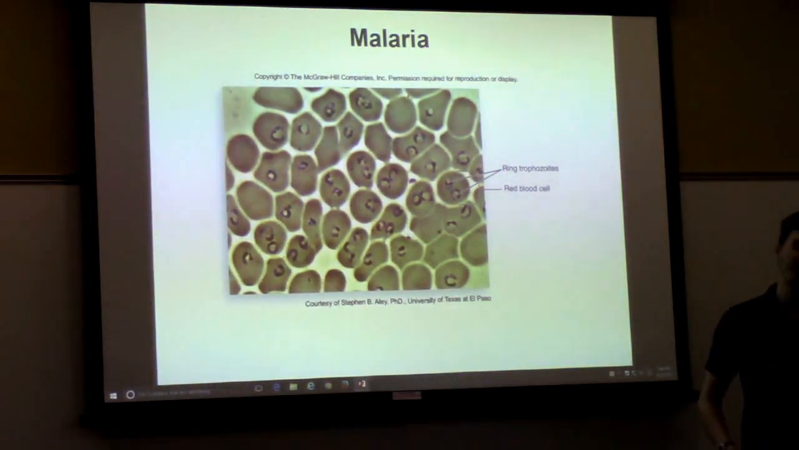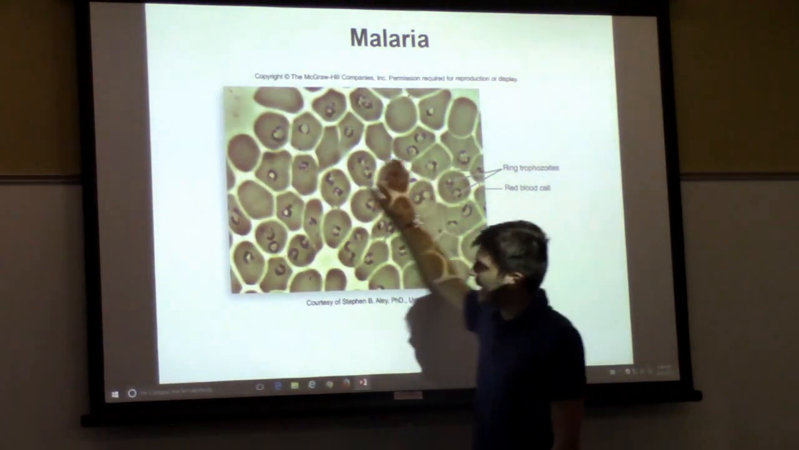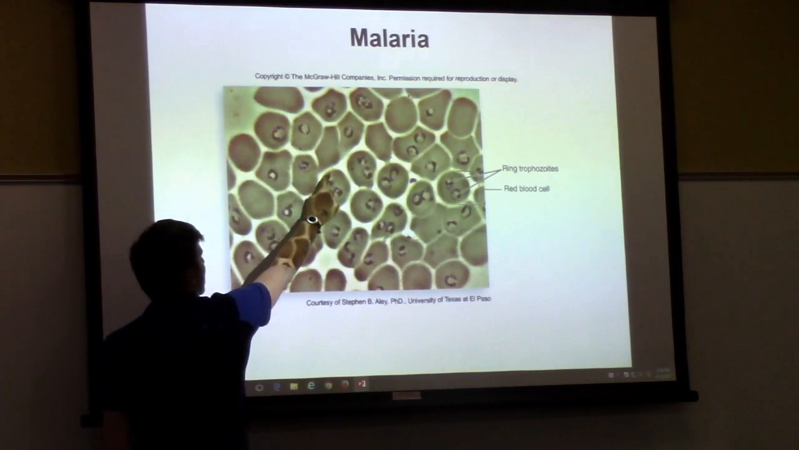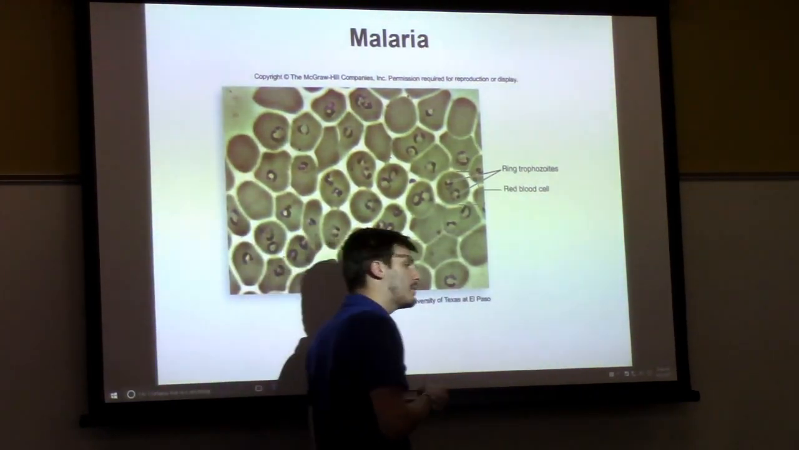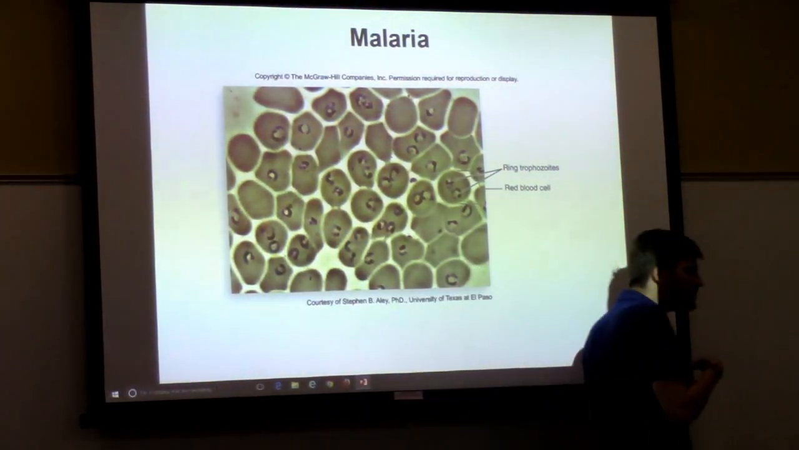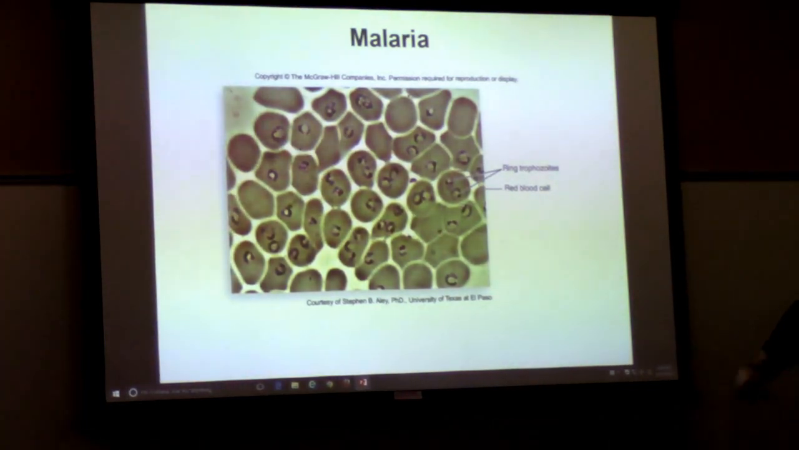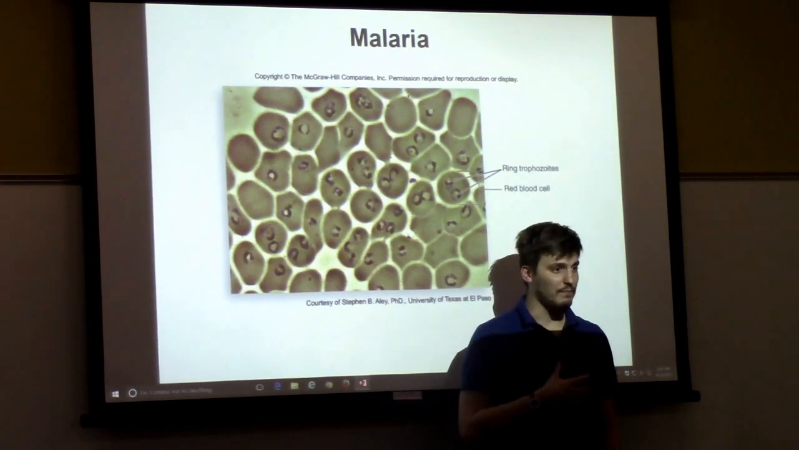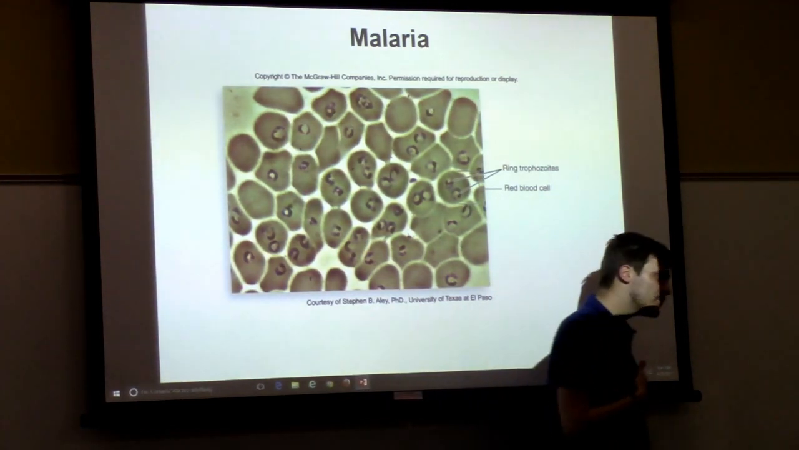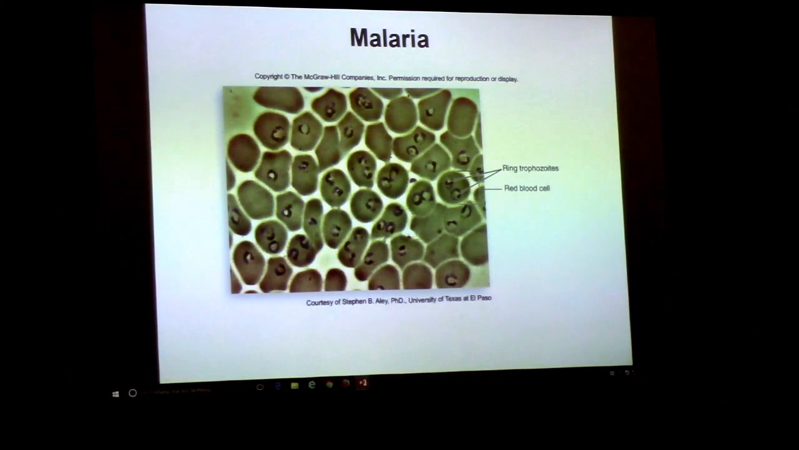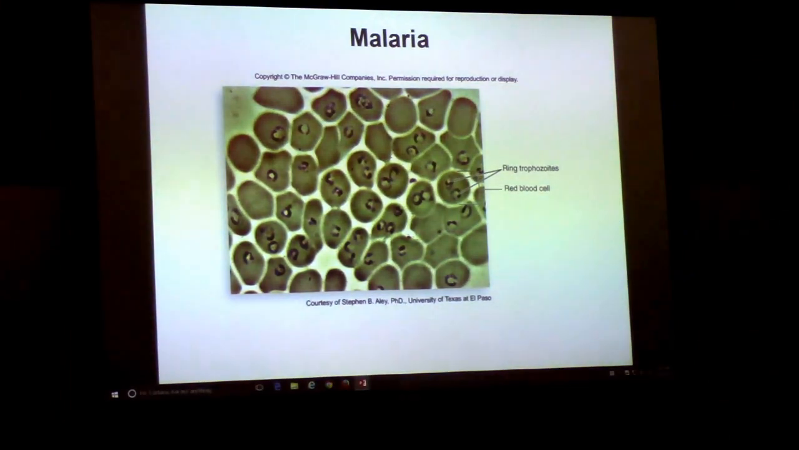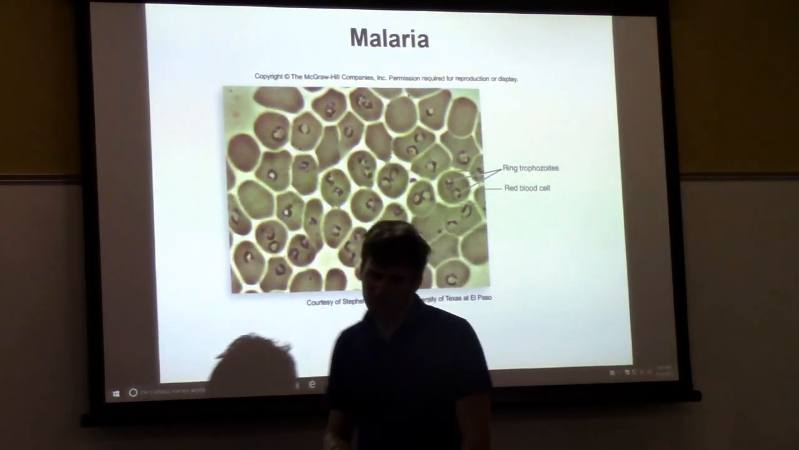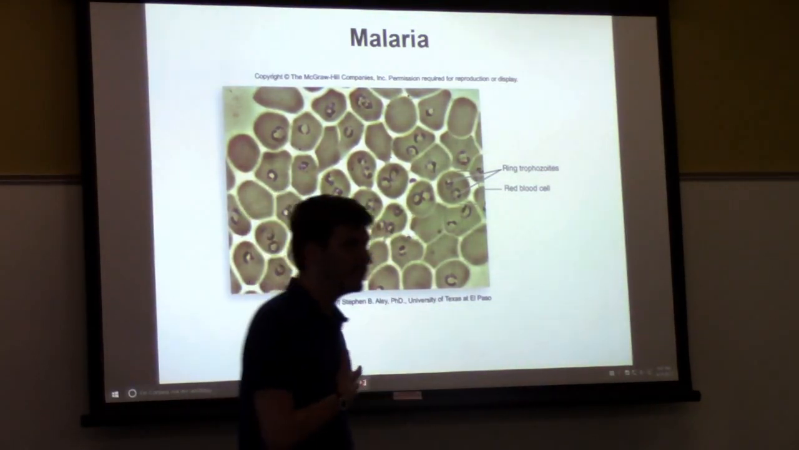So this is an example of the malarial parasite. This is a blood stain. What you see here are red blood cells, and what we call ring trophozoites, which are malarial parasites living within those red blood cells. Most of the symptoms associated with malaria are because these organisms are going into your red blood cells and slowly destroying them. So one of the biggest problems with malaria is anemia, where you lose red blood cells. If you have severe enough anemia because you have a lot of this organism present, then it can potentially kill you.